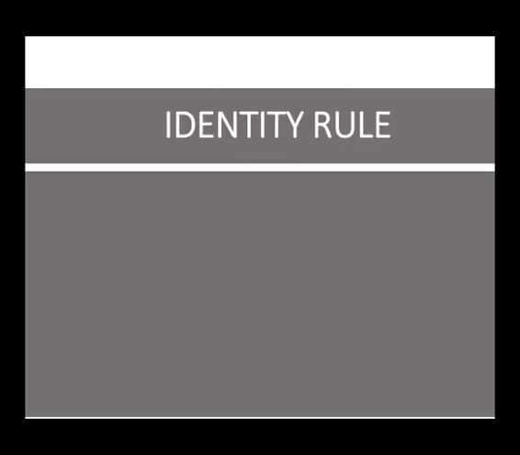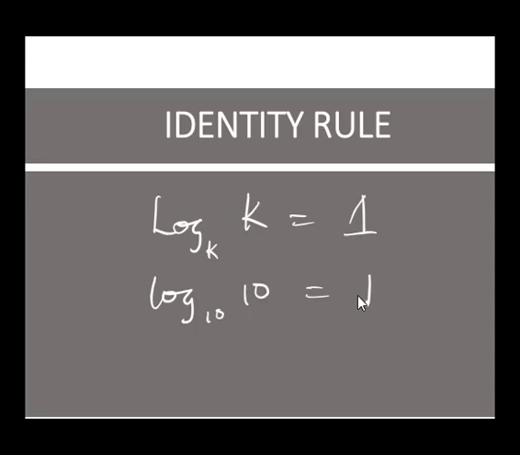In the identity rule, the log of any number, let's assume k, with a base of k, is going to give you what? 1. So that means if I have something like log base 10 of 10, I'm going to get 1. Now, why is this so? Remember, 10 raised to the power 1 is going to give you 10. So anytime you have the base and the number equal, you are going to have an identity, which is 1. So it's called the identity rule.